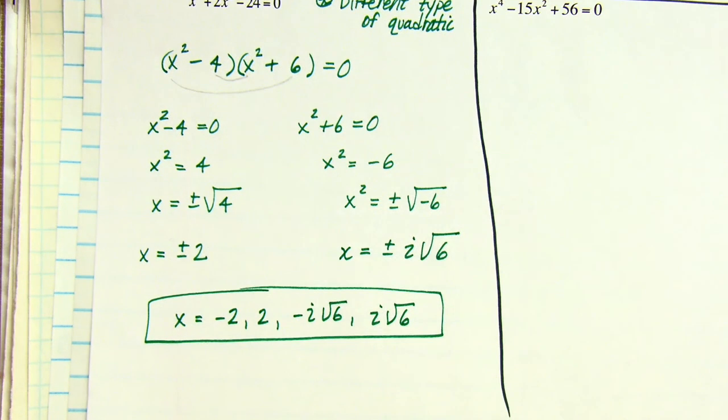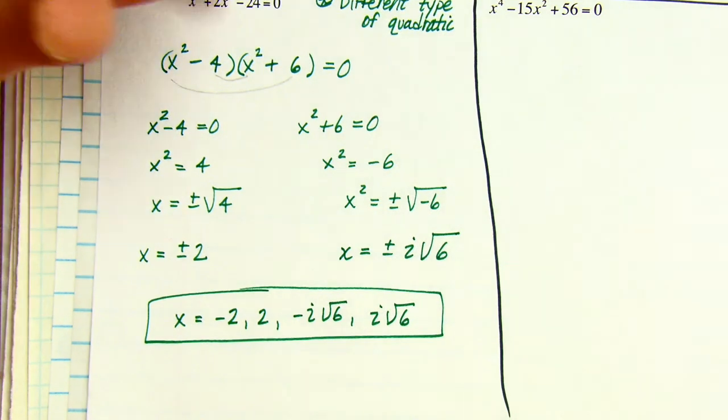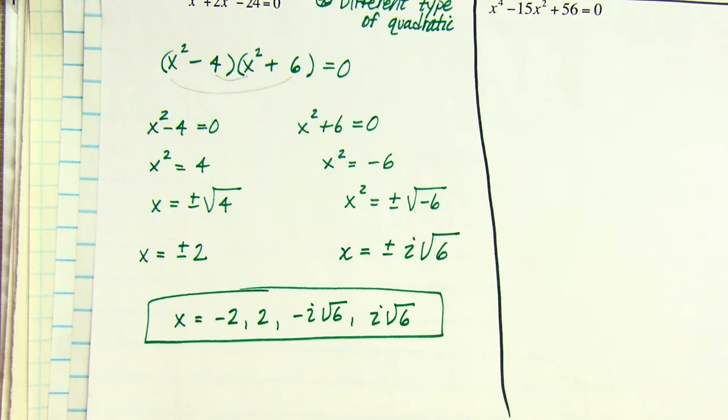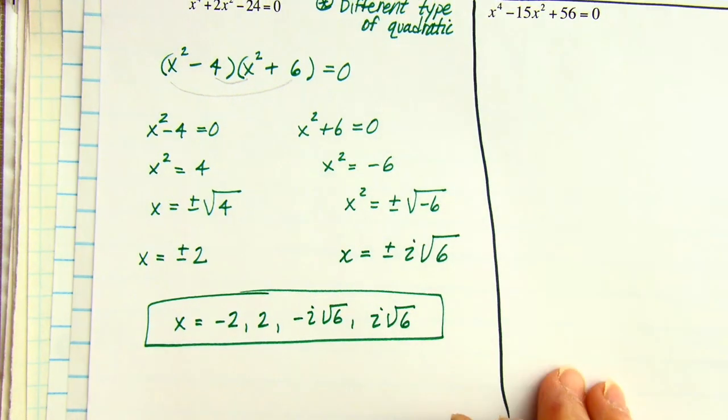Okay, so just remember, when you see a fourth power here and a second power there, this is just a different type of quadratic. They factor the same. So now that you know that, why don't you pause the video and try the last problem?